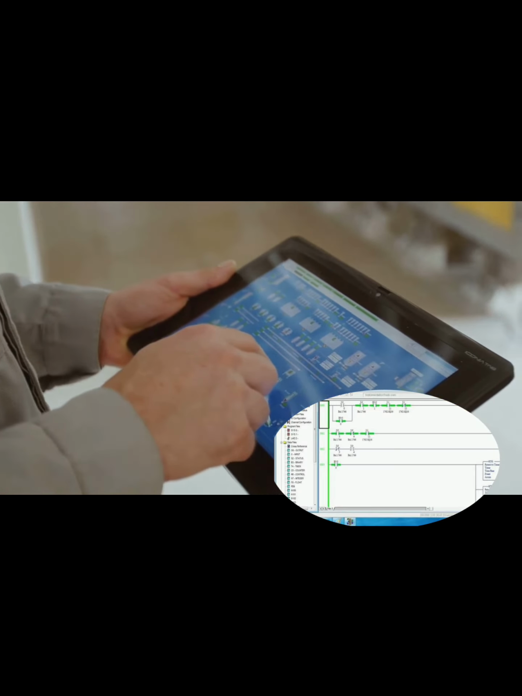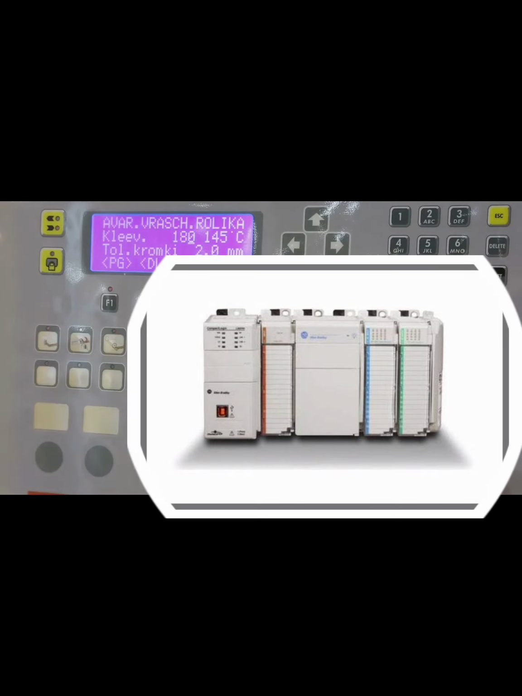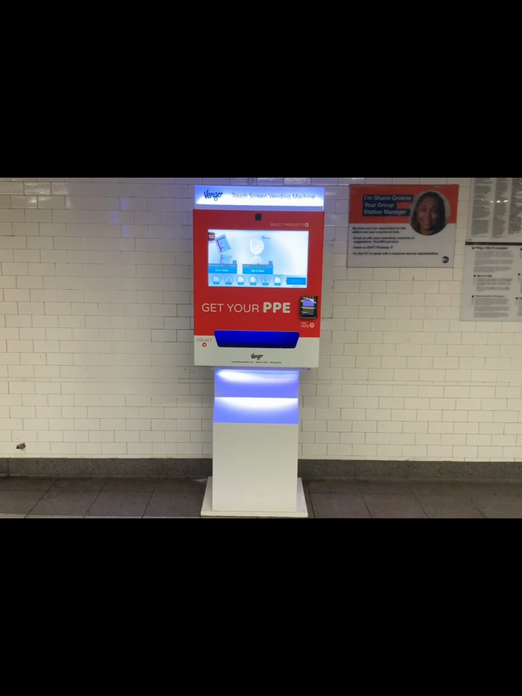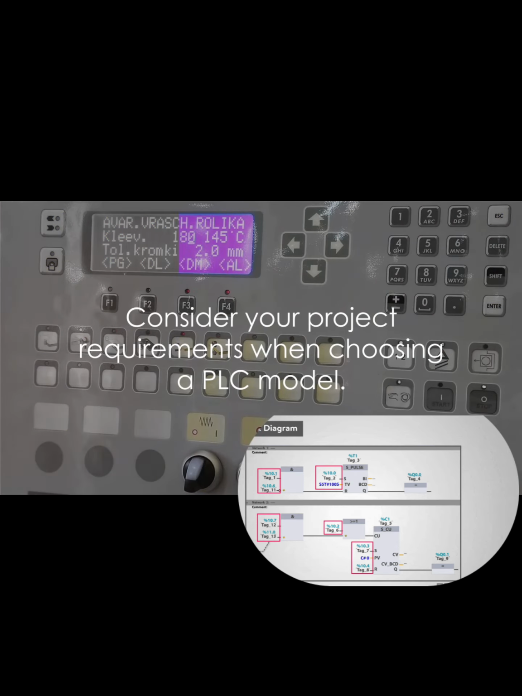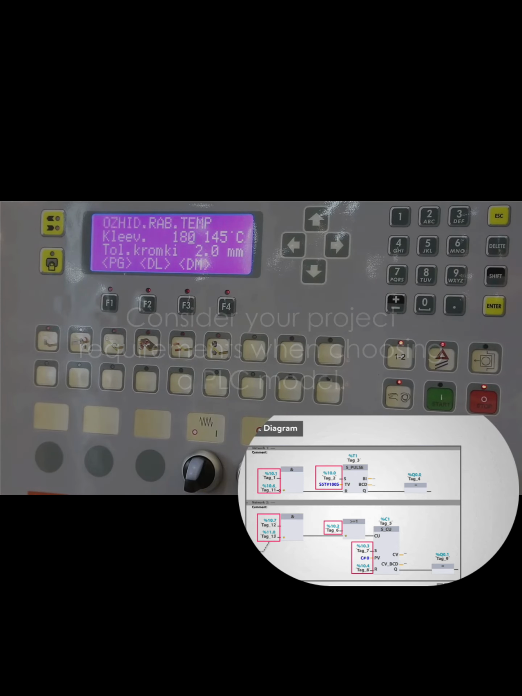Next in line is the CompactLogix series, a model that strikes a balance between performance and scalability. This series can support up to 30 local I/O modules, which allows for flexibility in system design. Moreover, its compatibility with various protocols like Ethernet/IP and DeviceNet offers communication flexibility. While there aren't any specific cons to highlight for the series, it's important to keep your specific project requirements in mind when making a decision.